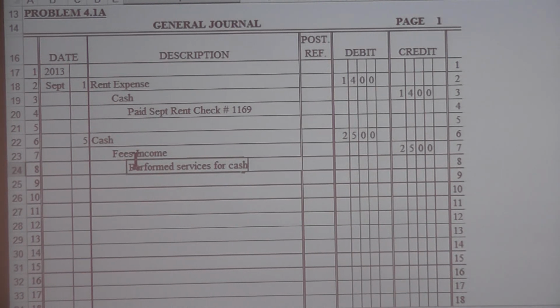The next transaction happened on September 6th. It says, perform services for $1,350 on credit. Does that affect cash? No. Accounts receivable.